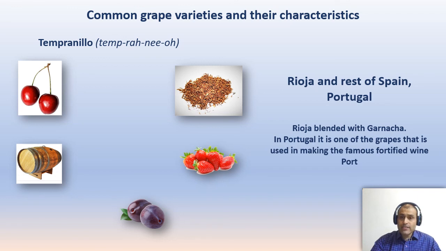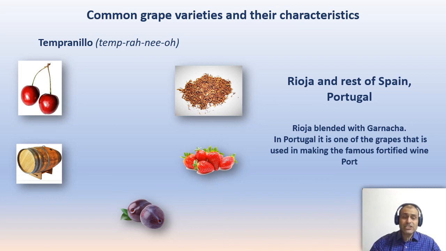In Rioja, it's blended with Garnacha, which is another grape common in Spain, south of France, and Portugal. Not so much in Portugal, but Spain and France. In France, it's called Grenache. In Spain, it's called Garnacha. So it's blended with Garnacha in Rioja. In Portugal, it's used in making one of the famous fortified wines, Port. So it's one of the grapes that goes into making port.